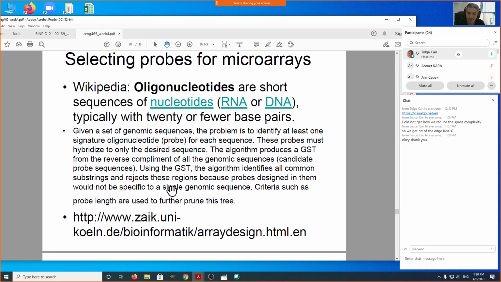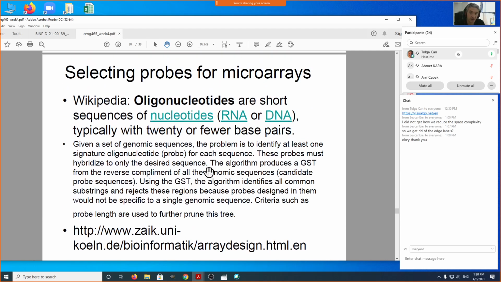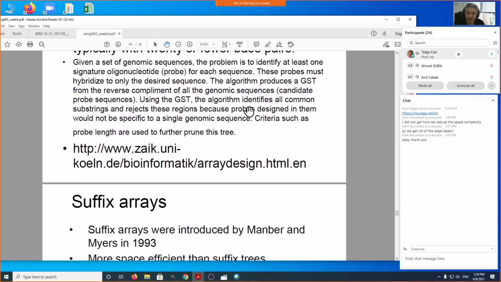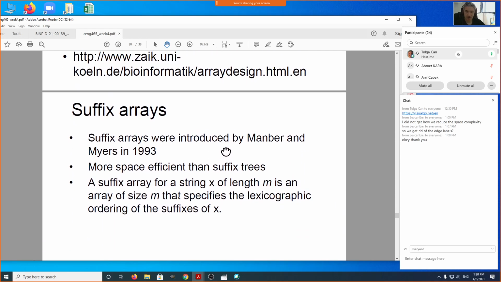So from the abstract of that paper, you can also take a look at this to see another utilization, another use of suffix trees in bioinformatics. Okay, suffix arrays, that's the last thing we are going to talk about today.